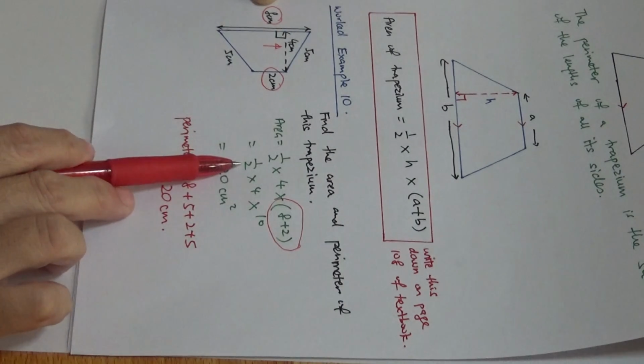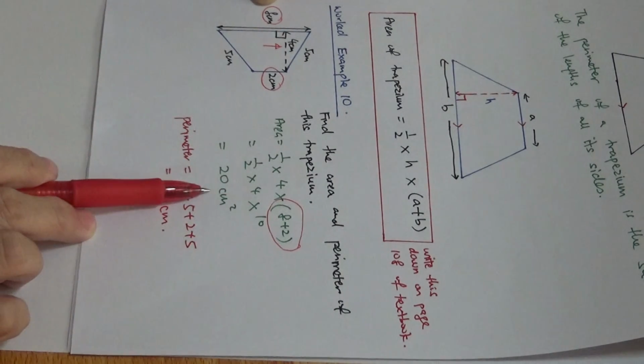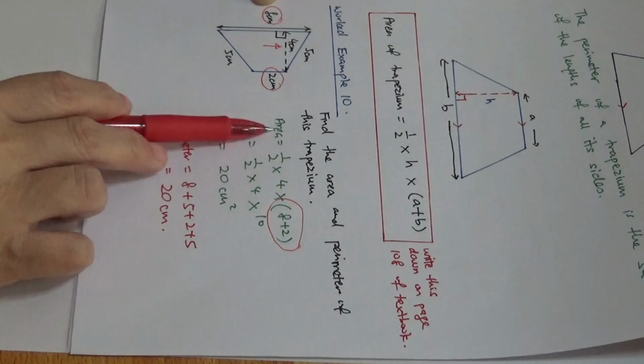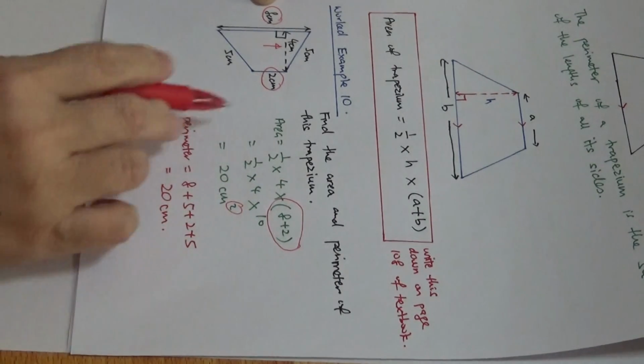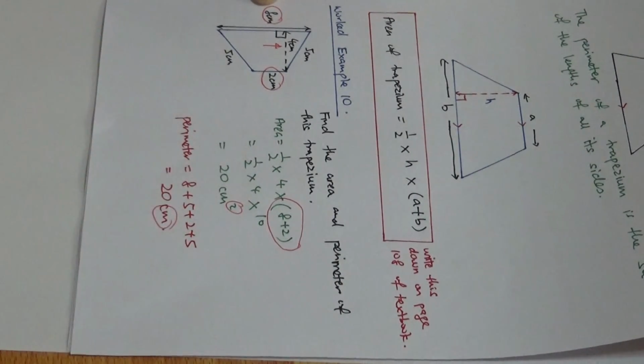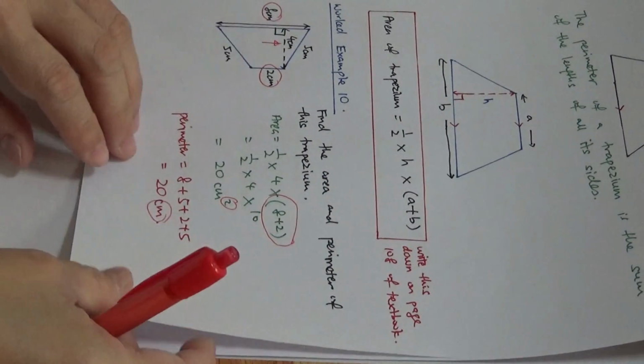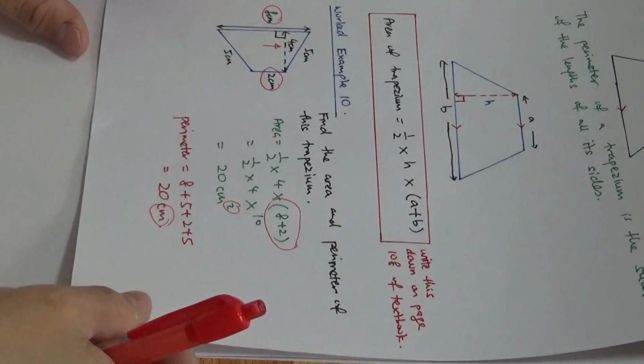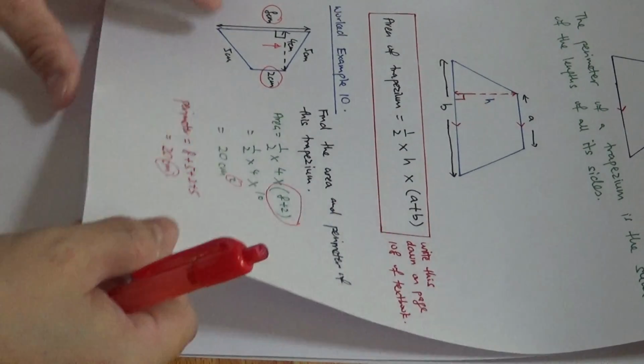Okay, so it's half times 4 times 10, which will give me 20 cm square. Note, for area we must have a square. For perimeter we just have the unit alone. Okay, so this is how we find the area of a trapezium and the perimeter.